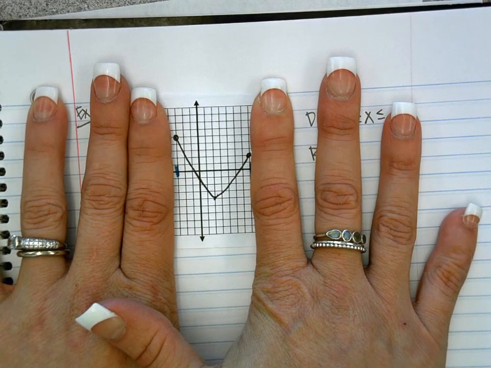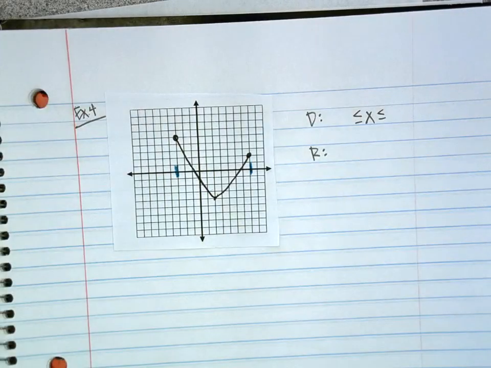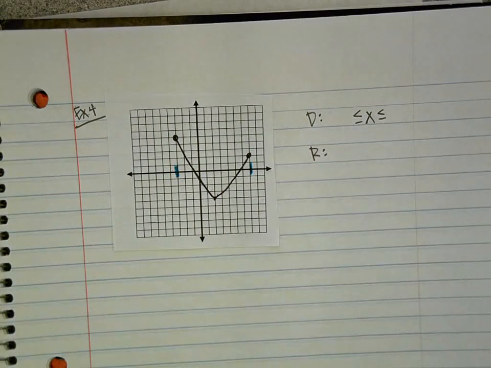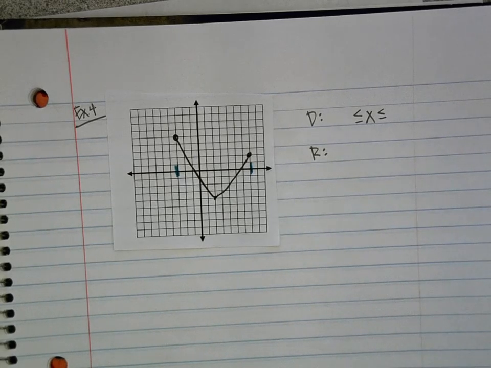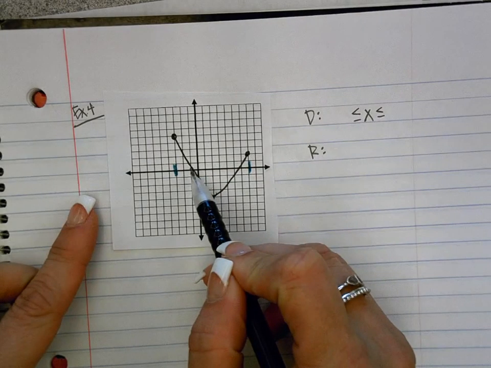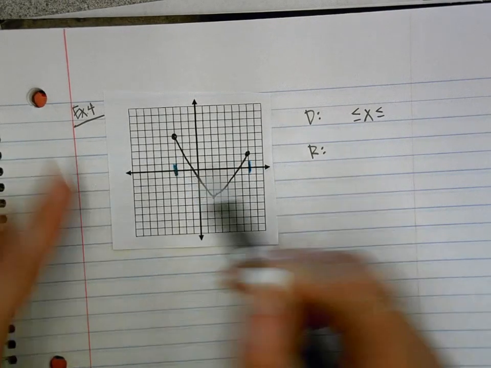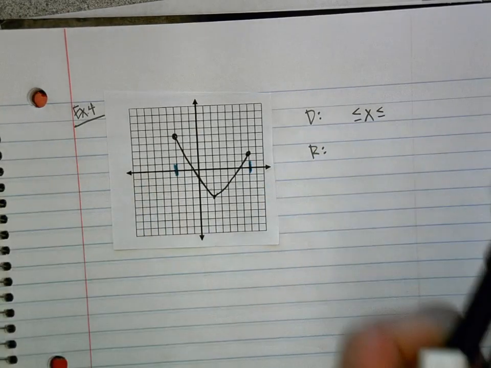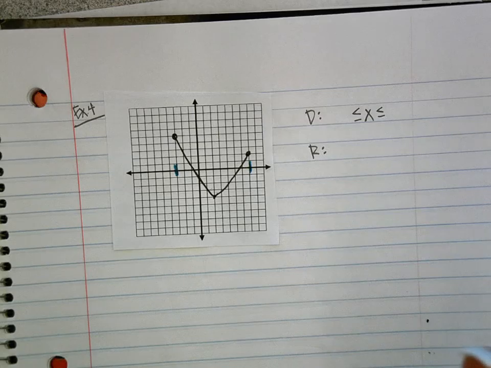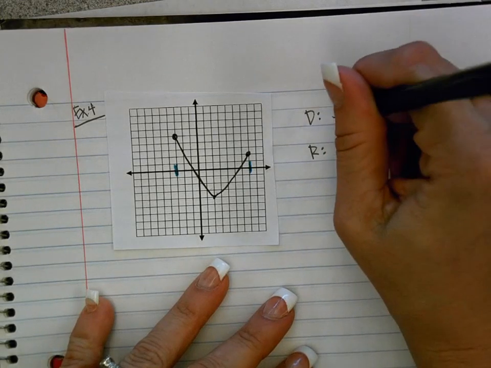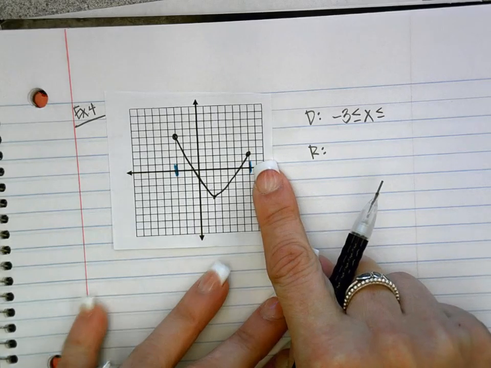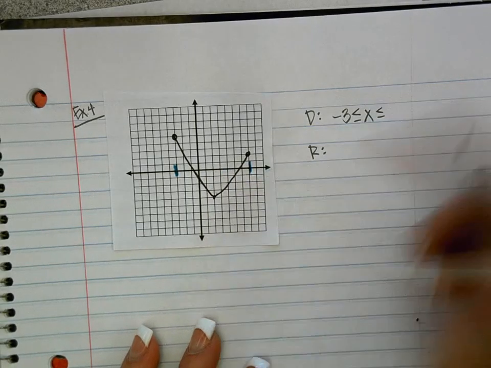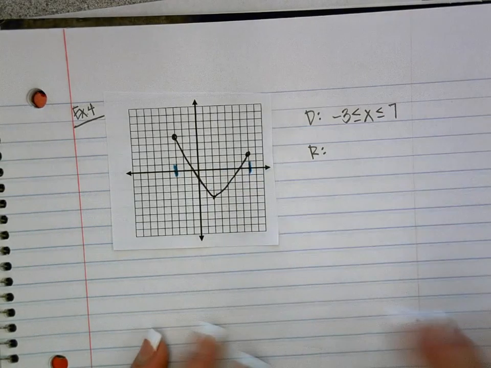That's okay. So what's the smallest x value? The right one? Okay, this is -3. So your smallest x value is -3. What's your largest x value? All the way to the right. And if you count over correctly, that's +7.